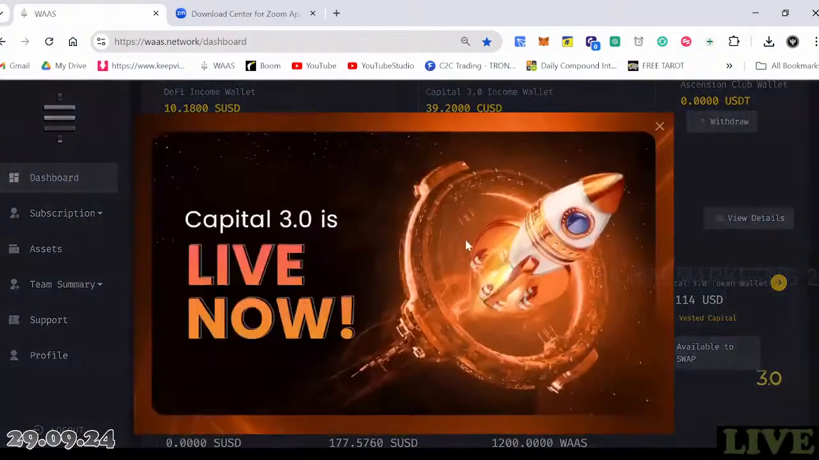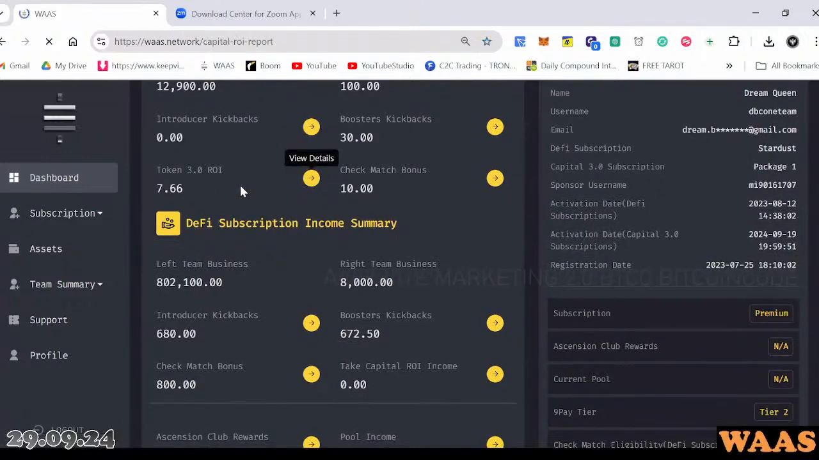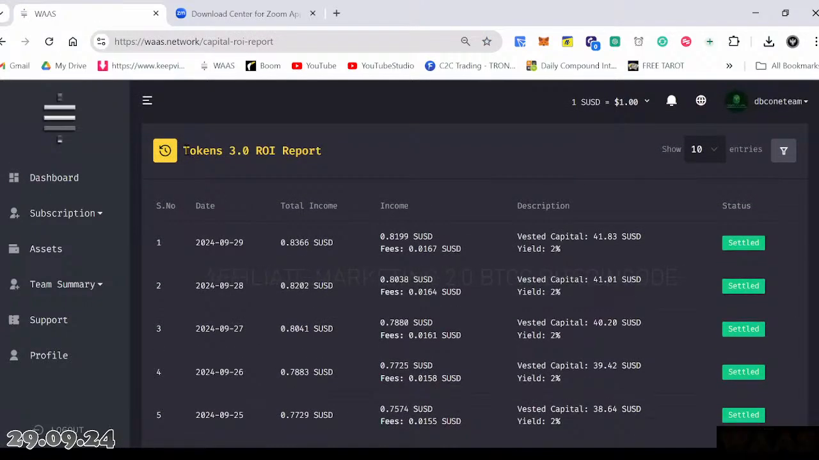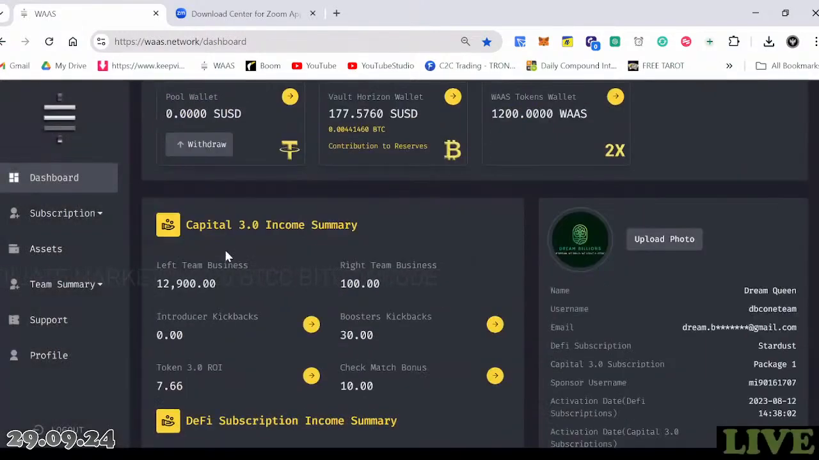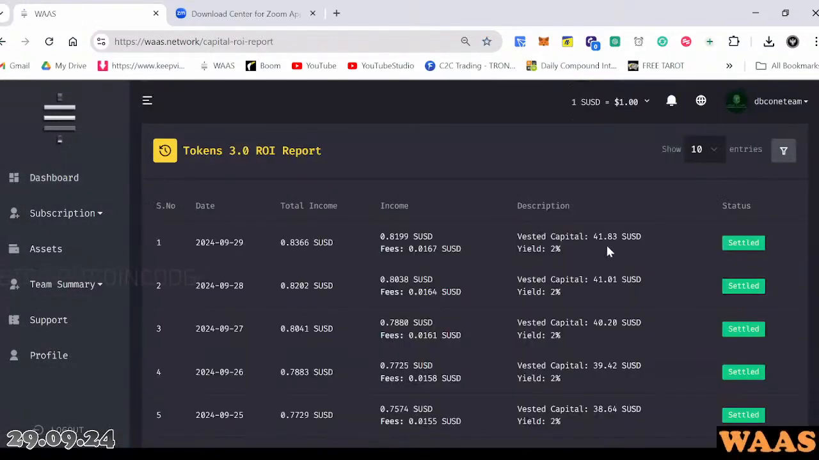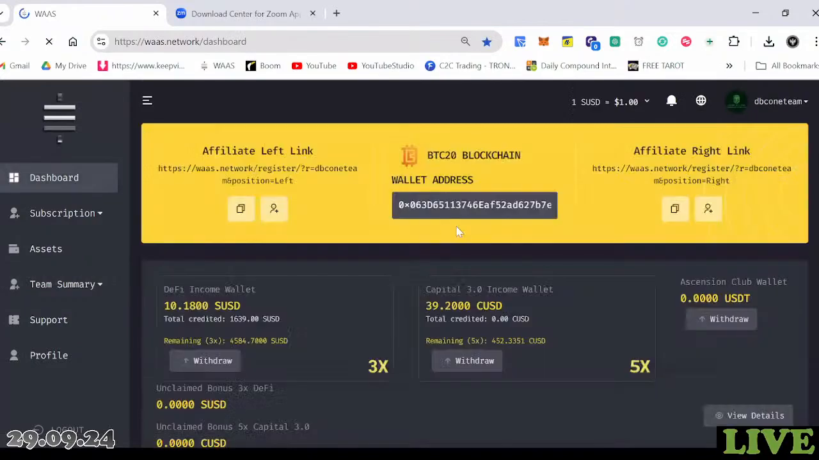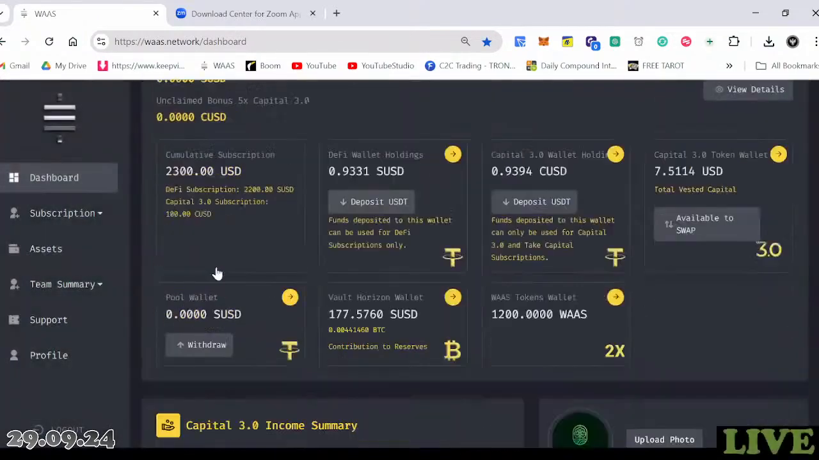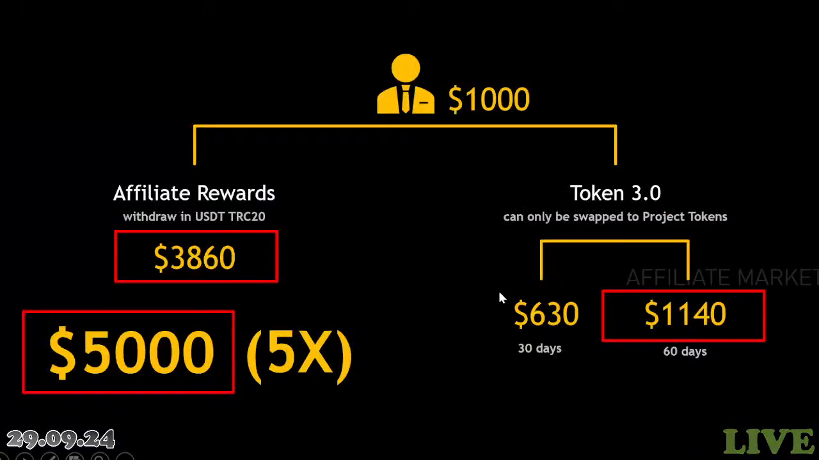And at the same time, I am also accumulating token 3.0. So this is the ROI. You can see the token ROI report on the dashboard itself. It's available. You have this section in the Capital 3.0 income summary. Over here, you can see token 3.0 ROI. And over the course of time, you will compound, and you will accumulate token 3.0. So whatever tokens are available over here in your Capital 3.0 income summary, token 3.0 ROI, these tokens you will be able to allocate. All right. I hope this is clear to you all.